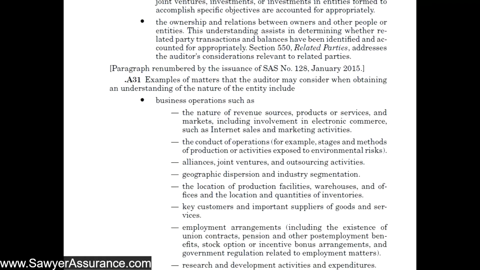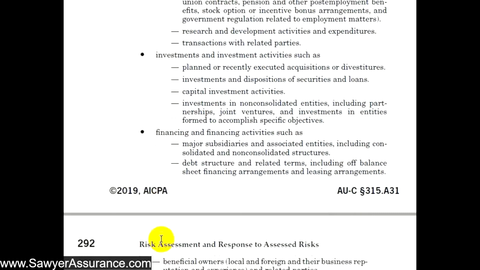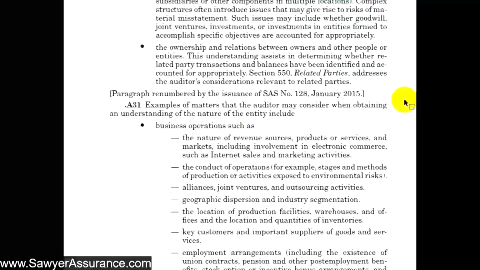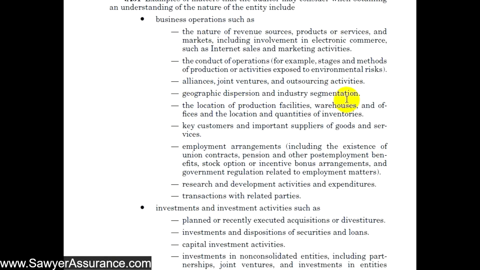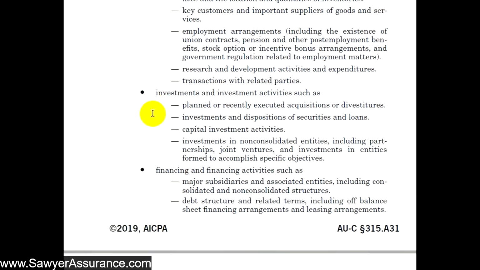So digging in detail, we saw a long checklist of things we consider when we're looking at each of the categories we mentioned earlier. So the operations, the investments, financing, and financial reporting aspects. So in your audit documentation, you can have each of these items as a checklist and describe how each of them relate to the entity. So for instance, for operations, you've got the nature of the revenue sources, the conduct of the operations, for instance, different stages and methods and such, any alliances and joint ventures, geographic dispersion, location of all the facilities, various other things that would help us to understand operations of the company.